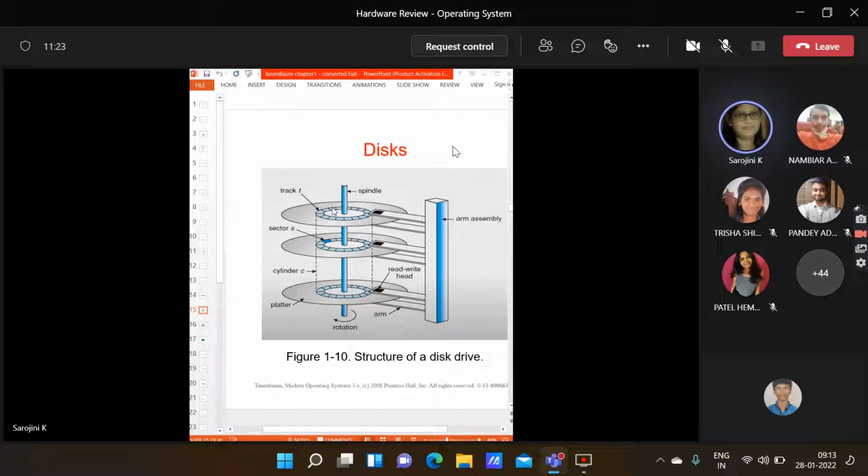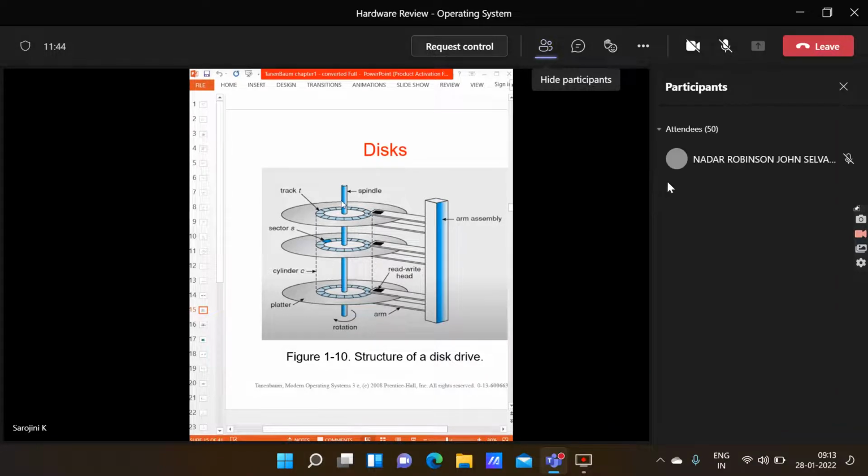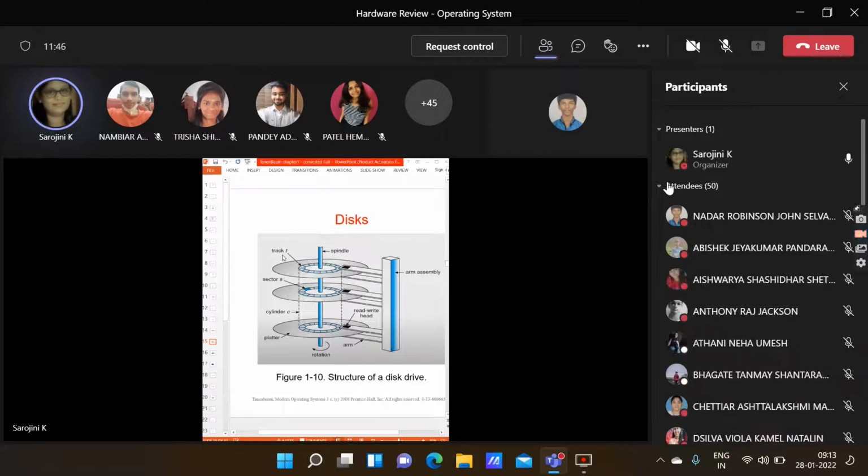Now, the series of concentric circles are called tracks. Here they have shown only one track, this one circle only. That is called a track. Like this, the disk will be full of tracks. So the concentric circle on the platter is called a track. T-R-A-C-K, track. Remember.